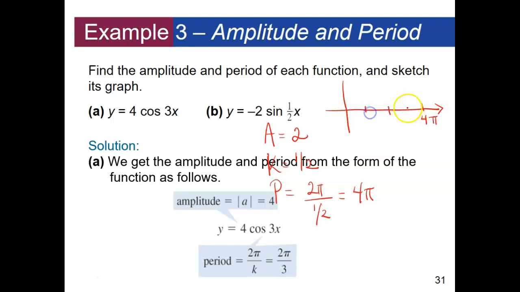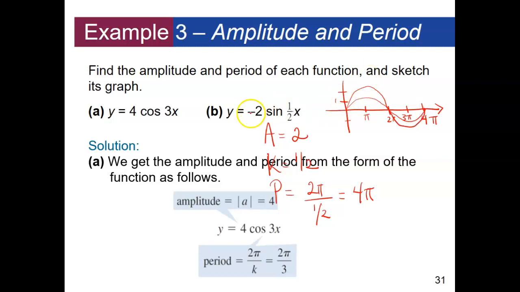So I usually like to mark this off in fourths. So this would be pi, 2 pi, and 3 pi. And it's going to be stretched by 2 and reflected. So my basic sine graph is going to go up to 1. So it's going to look like this. And then if I stretch it, it's going to go up to 2 and down to -2.